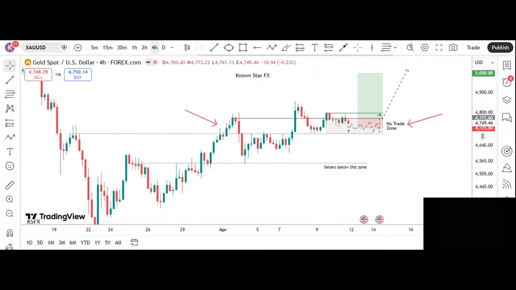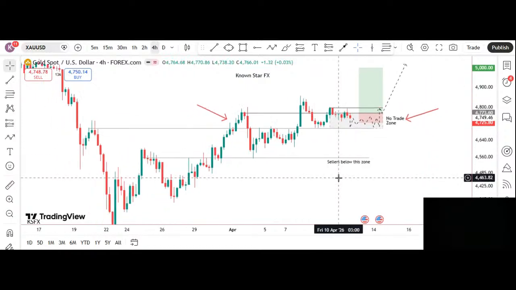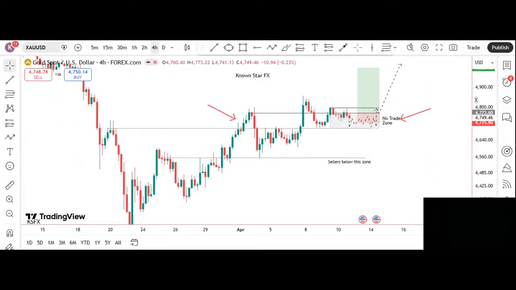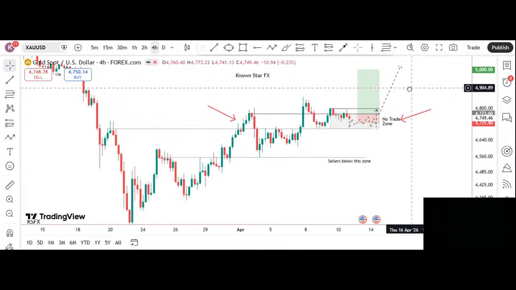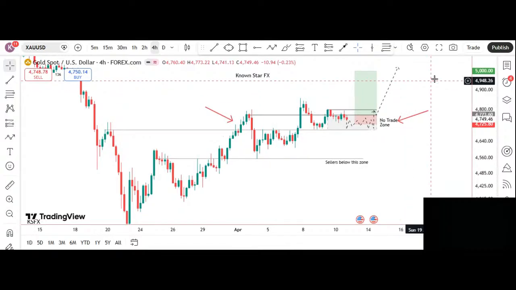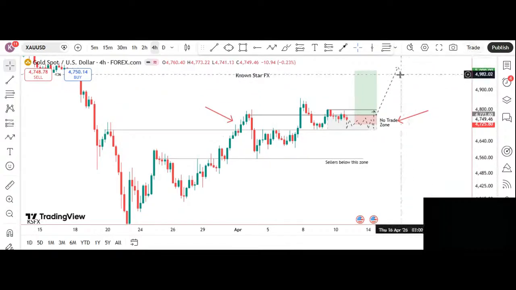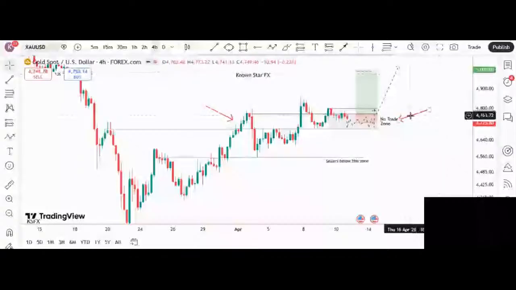So I'm basically going to follow through with this analysis this week. We are going to follow through with this analysis this week and see how it goes, right?